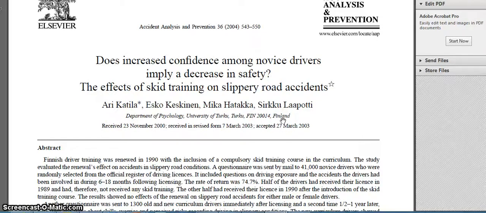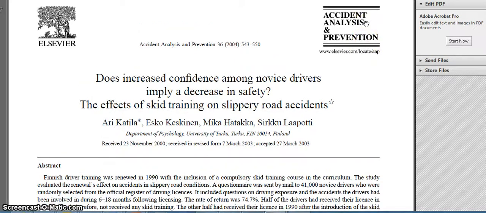Now, it's important to notice that it's in Finland. What do we know about Finland? What kind of a country is it? Where is it? And then underneath we have what we call the submission history. So the first time the journal, Accident Analysis and Prevention, got the article, this was in November 2000. And then it was sent back and it was revised in 2003 and then sent again and it was accepted in 2003, but it didn't appear in a journal. It wasn't published until later in 2004.